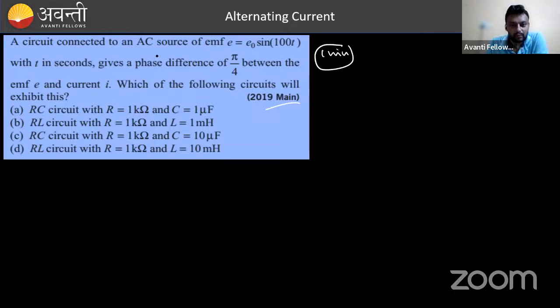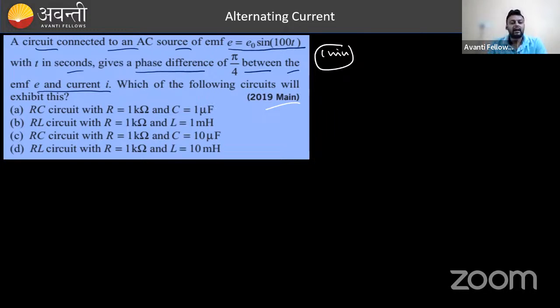Okay. So I hope you have attempted the question. There is a circuit connected to an AC source. Source has some EMF E naught sine 100t, where t is in seconds. It gives a phase difference of pi by 4 between the EMF and current. Now they are saying there is an AC circuit giving a phase difference of 45 degree between current and EMF, but they are not saying who is leading.